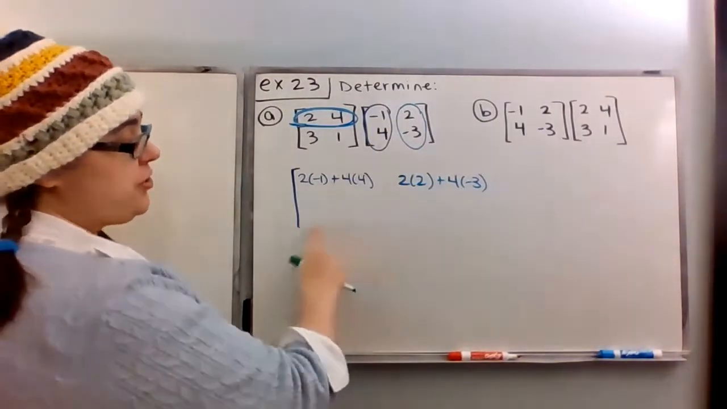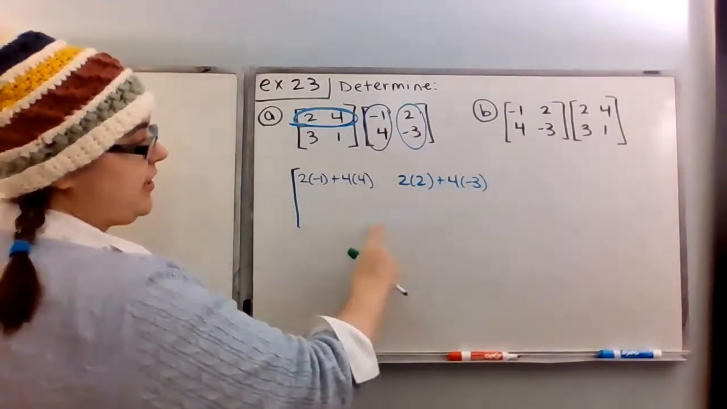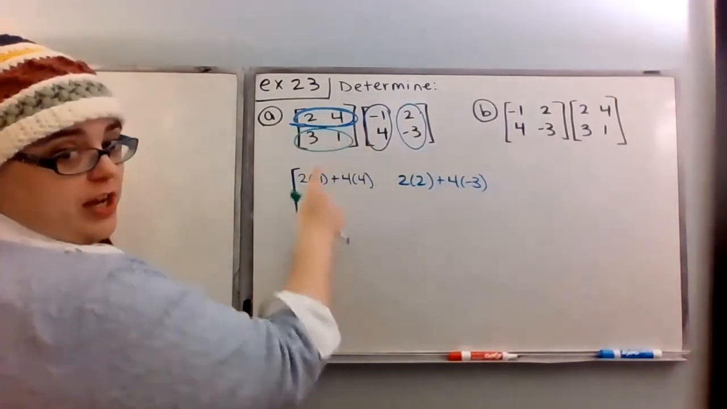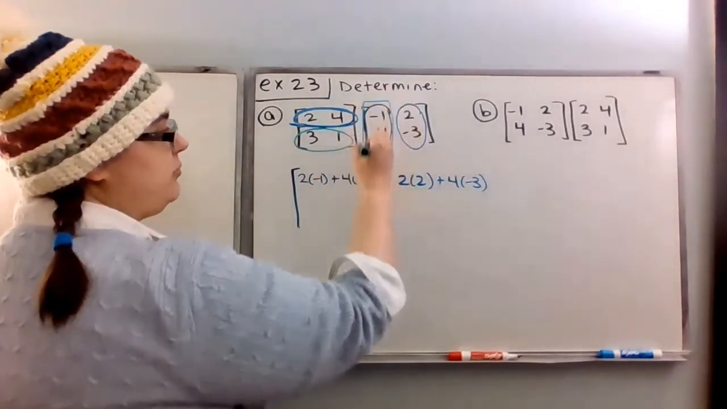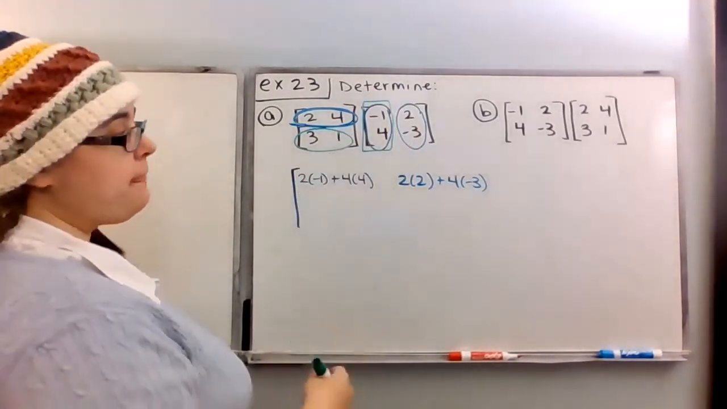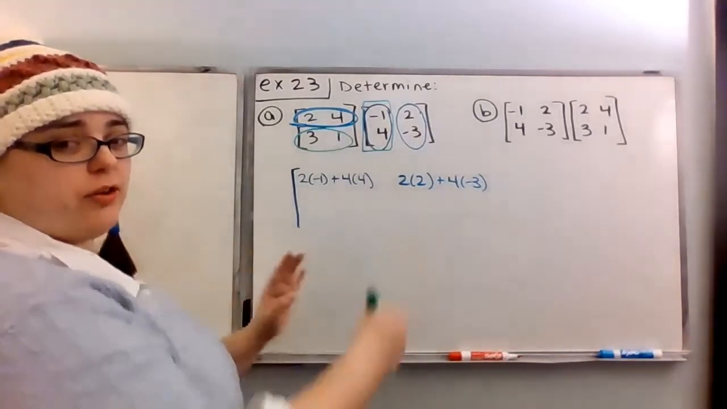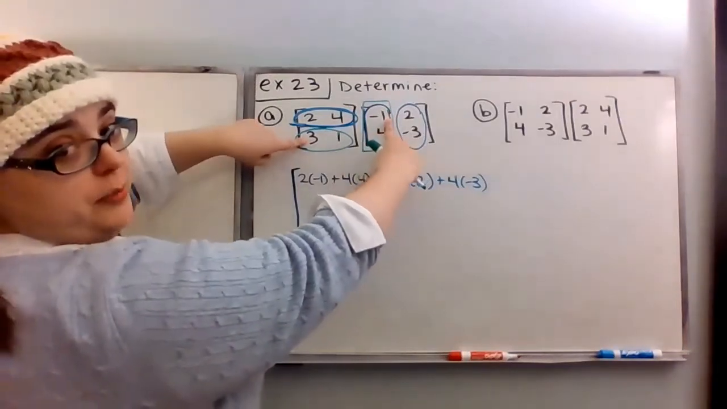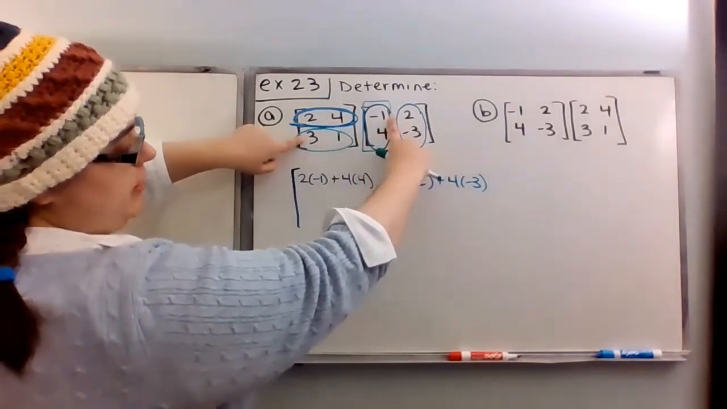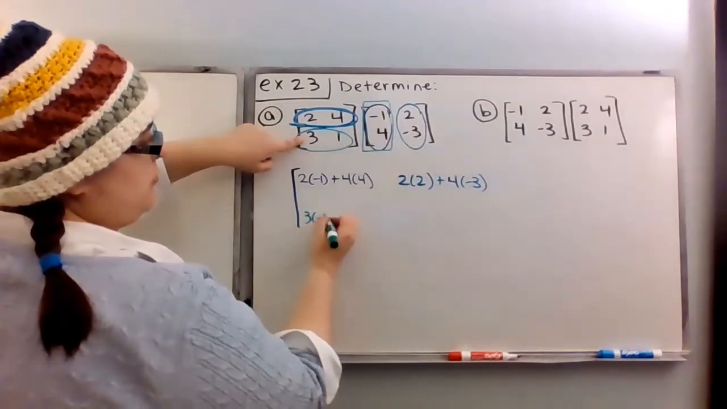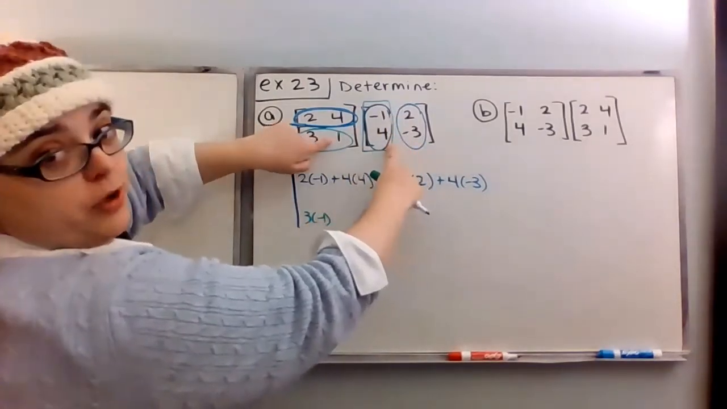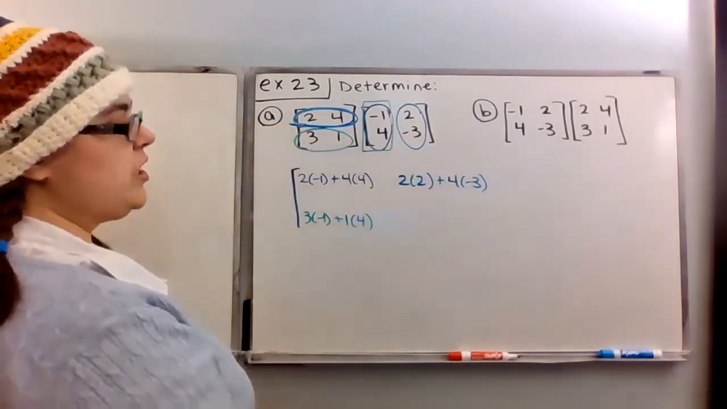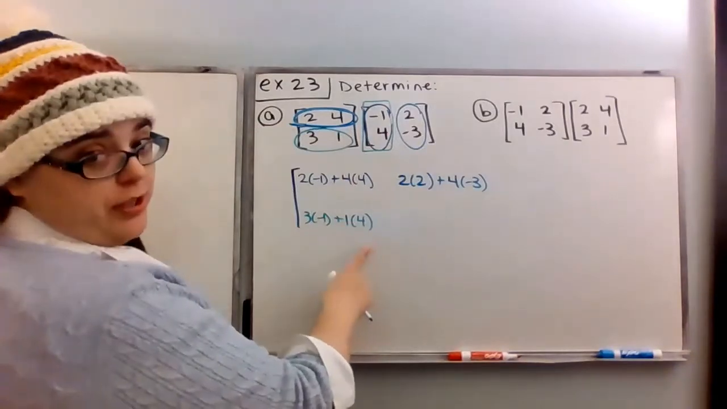Next, to get my first entry in my second row, now I'm in the second row. So I'm going to look at the second row of the first matrix. And I'm in the first column, so I'm going to look at the first column of the second matrix. And again, I'm going to match things up as I go across and down. So my first entry here is going to get multiplied by my first entry up here. So 3 times -1. And then we have 1 times 4. So that's going to give us our 2-1 entry here.